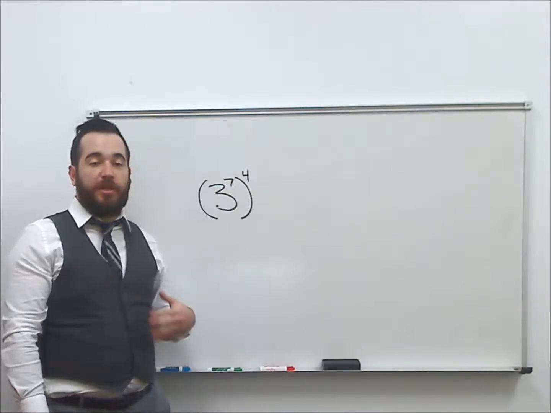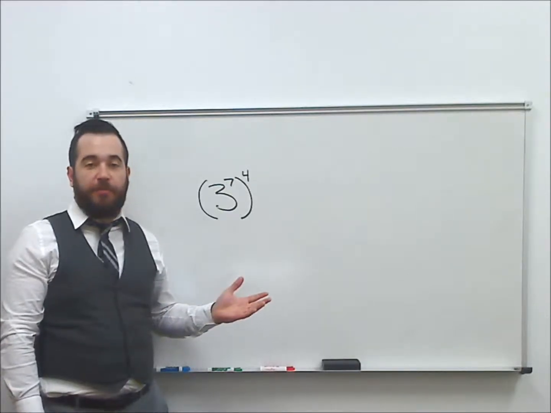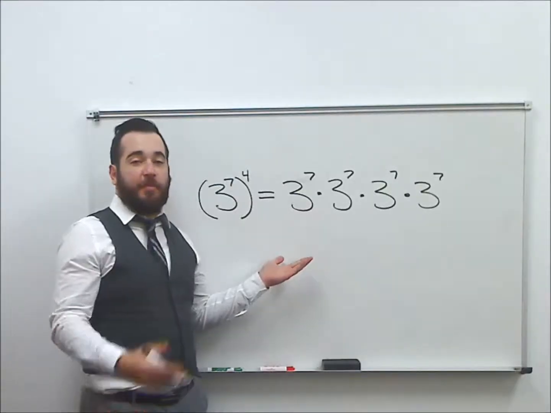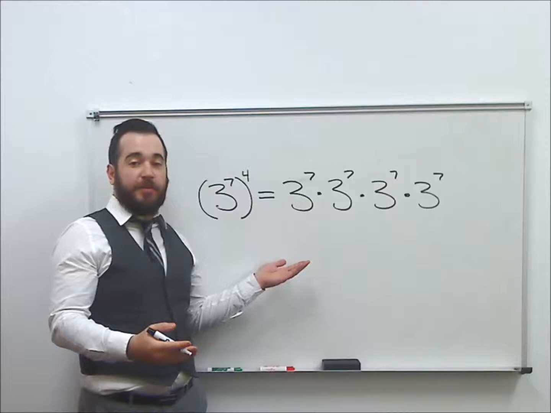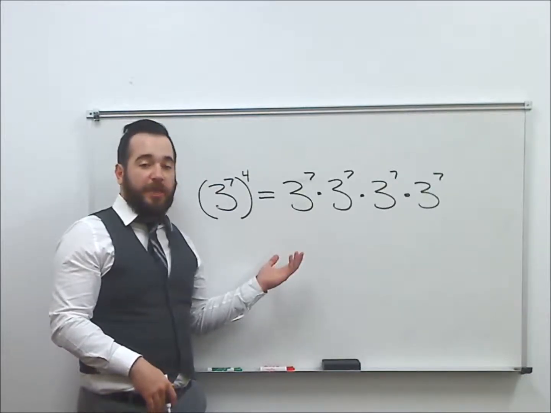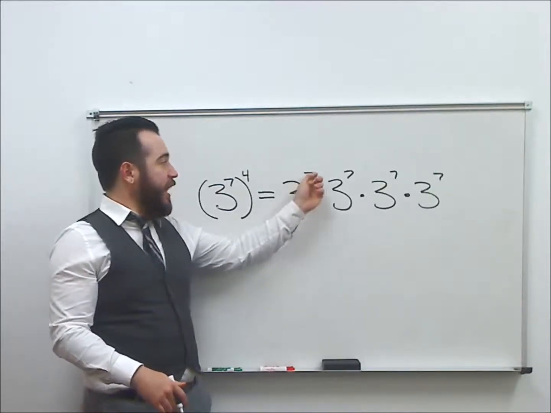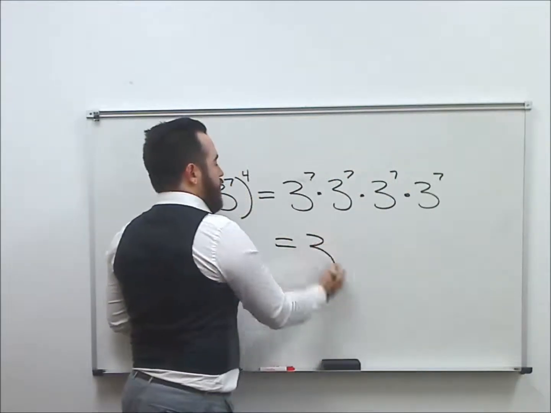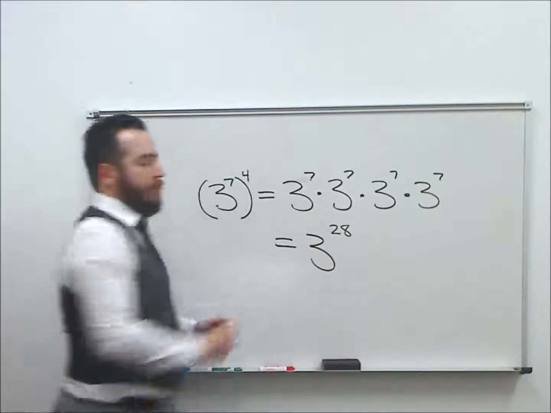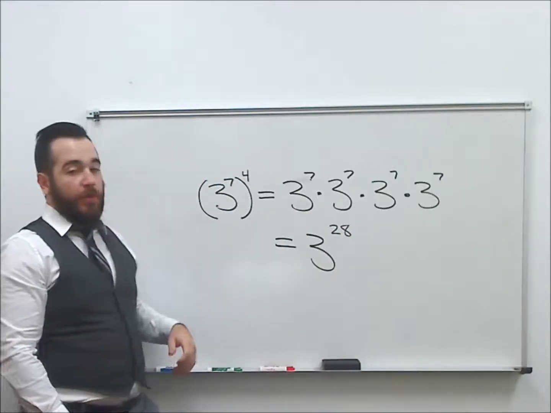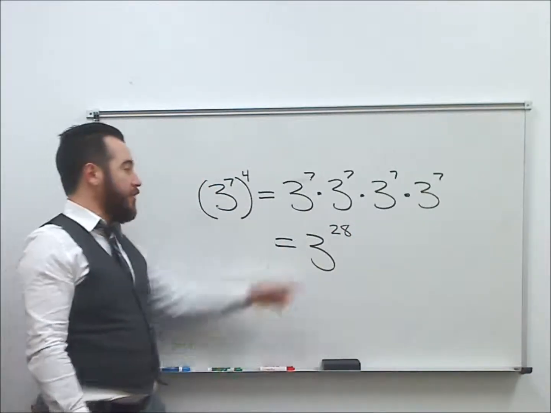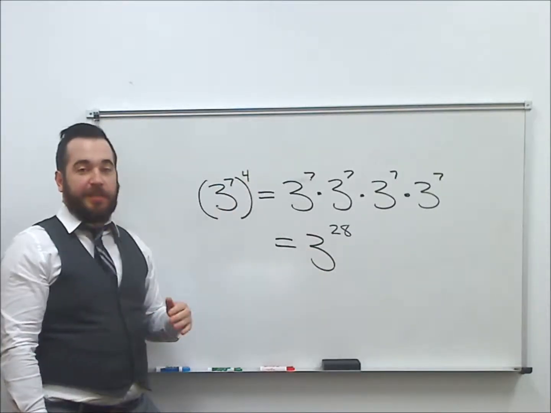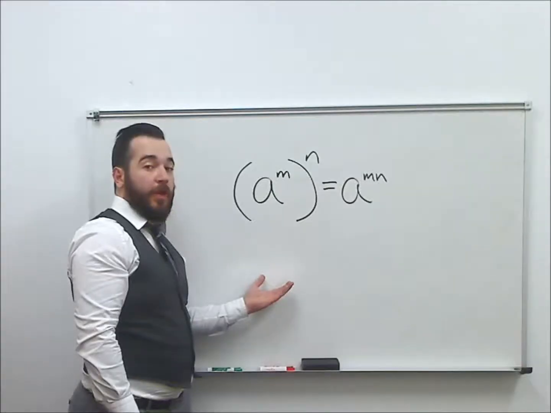Okay, let's approach this like we don't know what the exponent rule is yet, because we don't. So we would write this out as 3 to the 7th multiplied by itself 4 times. And then using our multiplication rule, we would just add up our exponents to get 3 to the 28th. Also, it's no coincidence that 28 is 7 times 4, which brings us to our exponent rule of exponents. There we are.